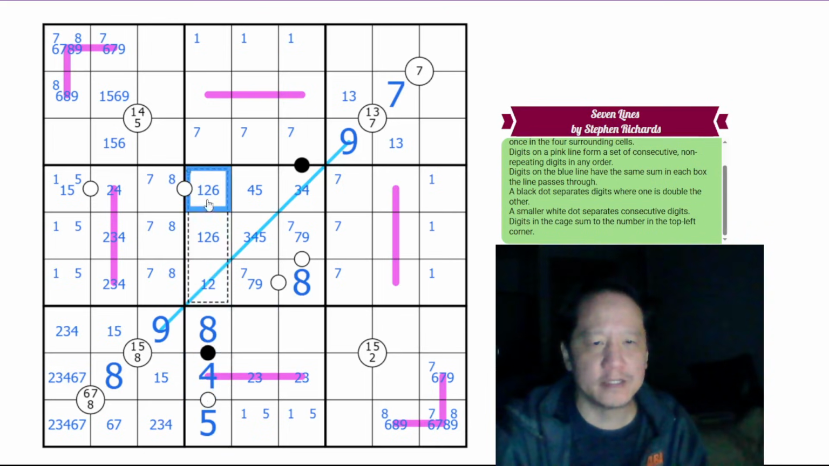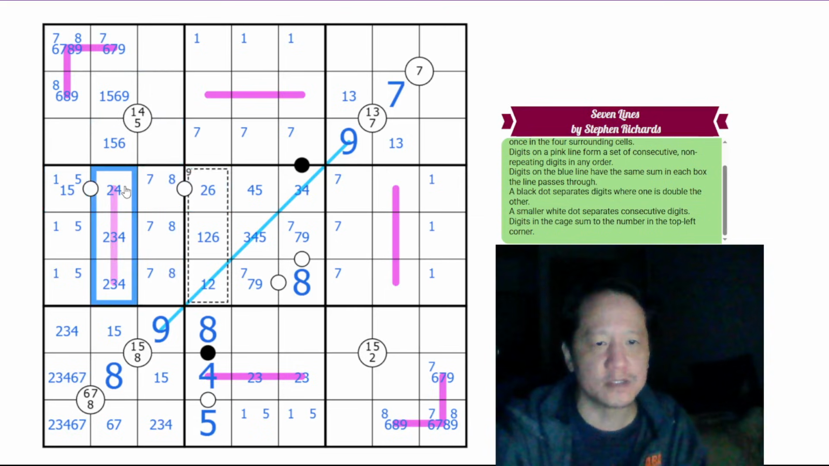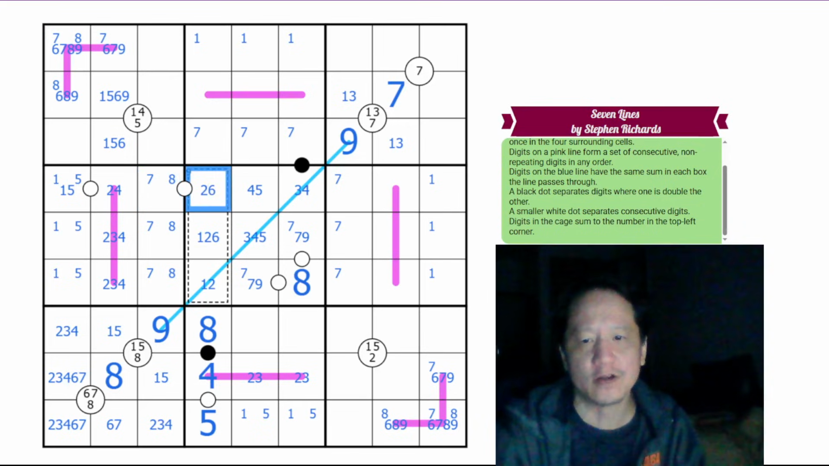Anyways, remaining digits. So this is 1. It can only be consecutive with 2, so this can't be 1 here. 2 can be consecutive with 1 or 3, but this can't be 1 or 3, because 1 can't be here because of the way the quads work, and this Renban eliminates 3 from being there. So this can't be 2, this is 6, which eliminates 6 here. 6 is consecutive with 5 or 7. 5 cannot be here because of the way that the quads work, so this must be 7. So this is 7, which eliminates 7 here.